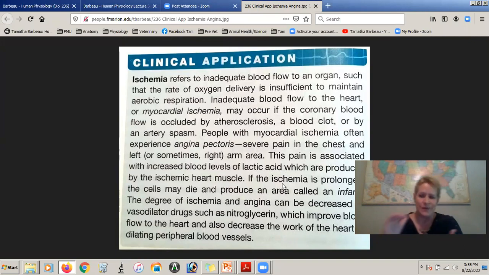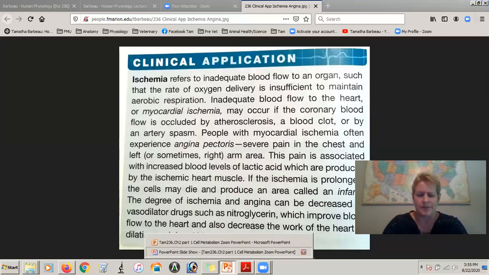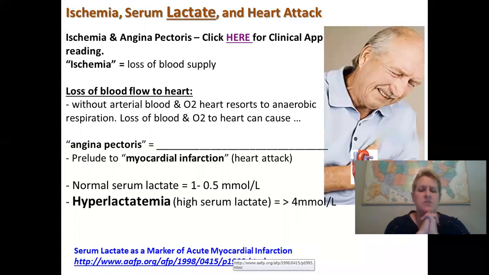So it can lead to the pain that you experience called angina pectoris, severe pain in the chest and sometimes radiating down the left arm, could be a prelude to a myocardial infarction or a heart attack. So those kinds of signs, those kinds of pains should never be ignored. Okay, so let's go back. So loss of blood flow to the heart. Without arterial blood and oxygen, the heart switches to anaerobic respiration, makes a little bit of ATP and some lactic acid, which can produce that burn that you feel with angina pectoris.